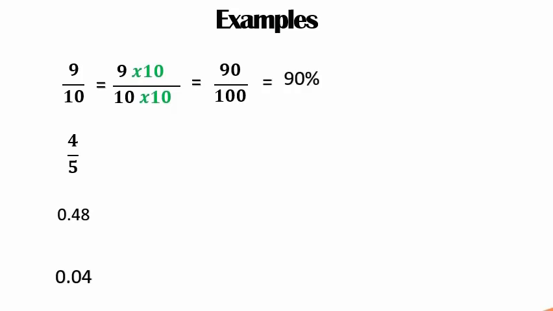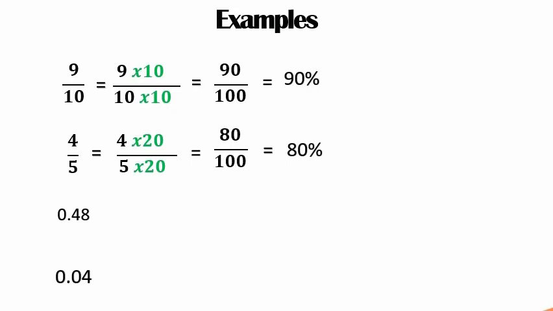Let's convert the fractions and decimals to percentage. 9/10. If we expand the fraction with 10, we have 90 hundredths and it is the same as 90%. 4/5. If we expand the fraction with 20, we have 80 hundredths and it is the same as 80%.